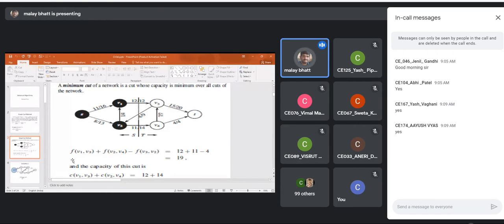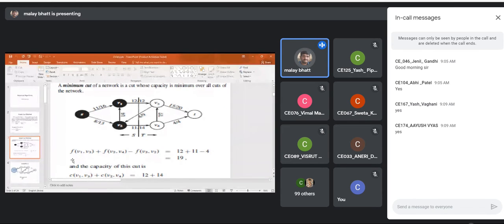Those are the only two outgoing arrows, right? You cannot consider S to V1, because S to V1 is within the cut itself. Similarly, S to V2 is also within the cut. It is not an outgoing flow from the cut. Similarly, V2 to V1 is also a flow within the cut. So that is not the capacity of that cut.